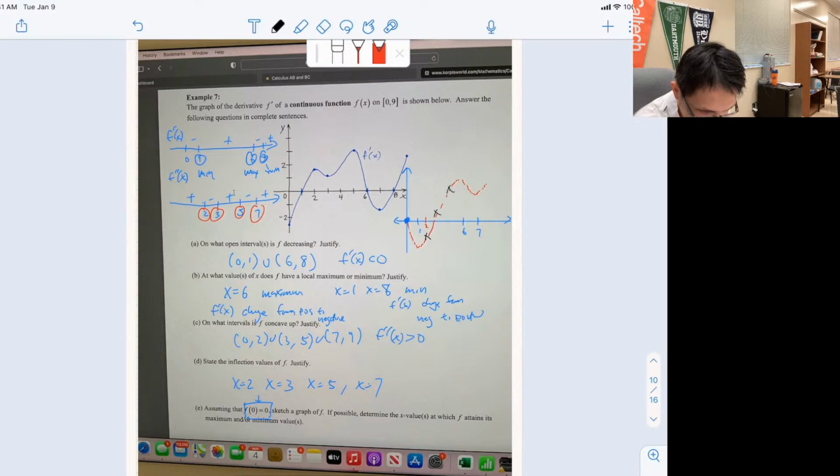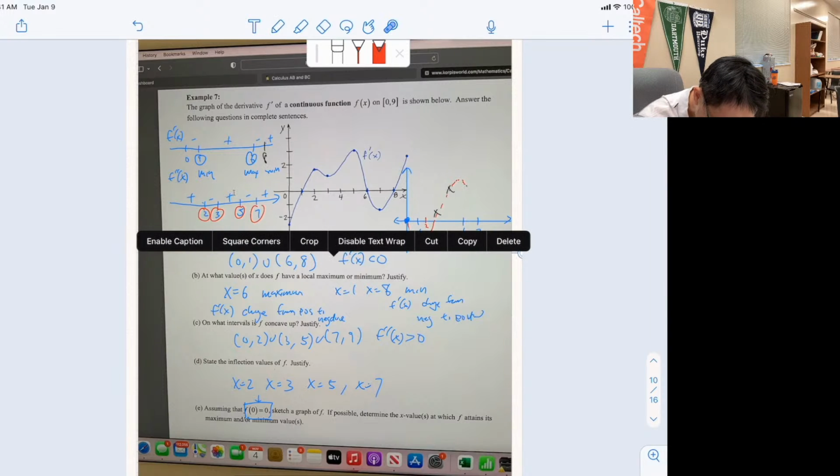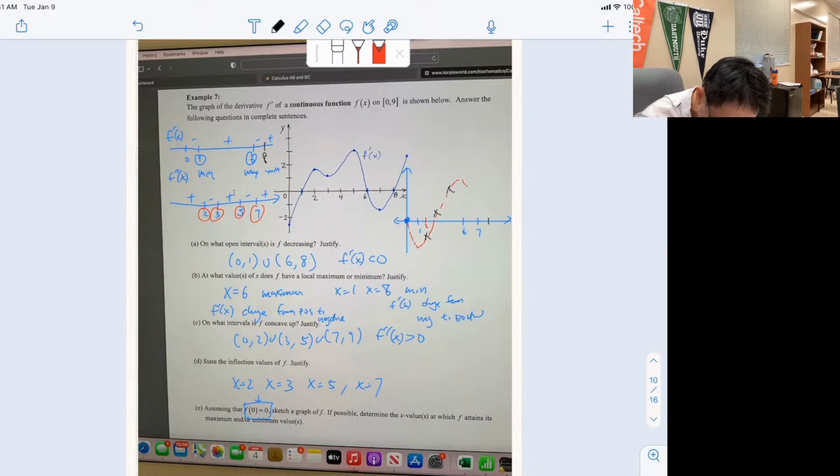wait, 7, something is wrong with that part. Oh, this is 8, so 7 is fine. Oh, so I see there's something off in the graph here. This is going to 8. So it's decreasing all the way to 8. And after 8, it's going to go up, right?